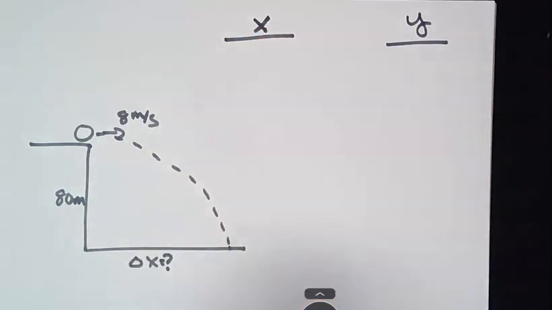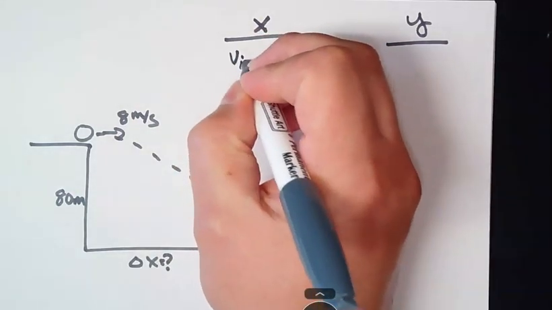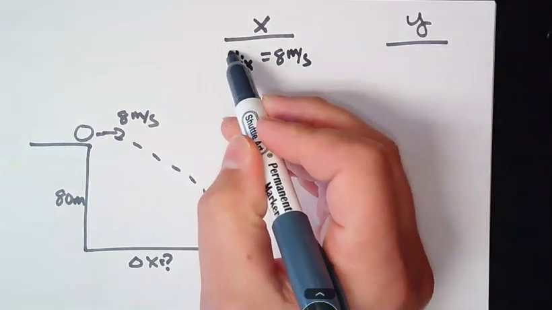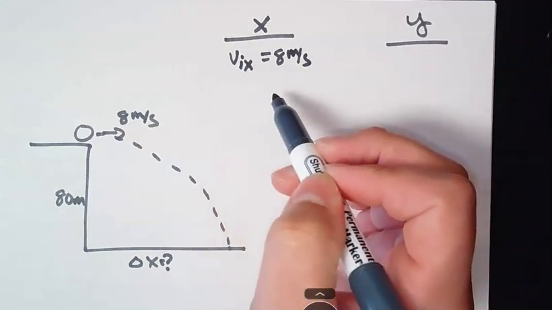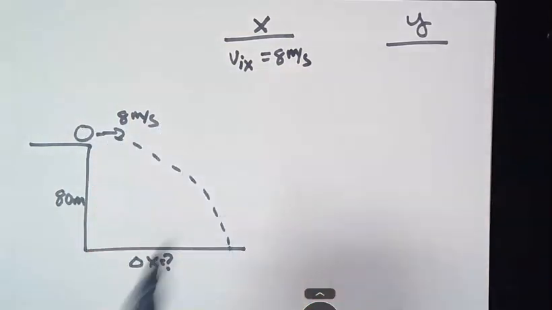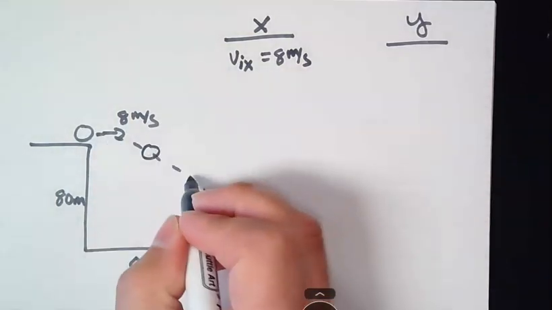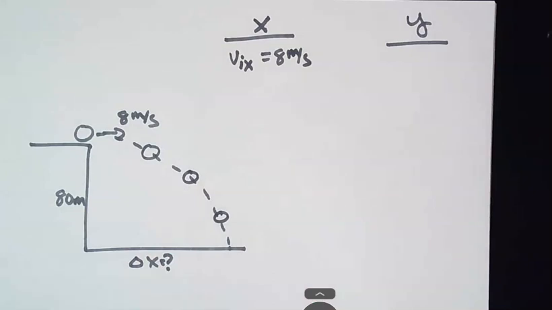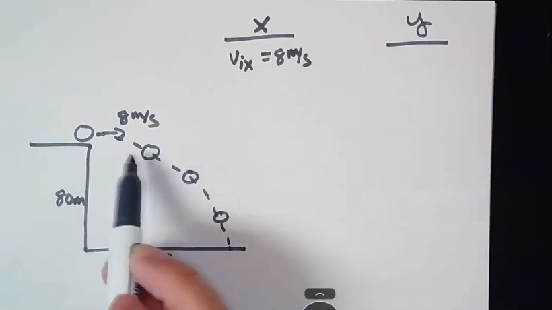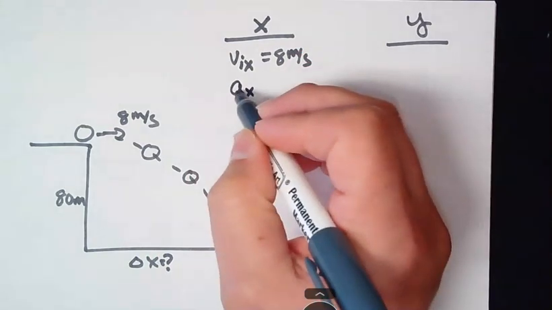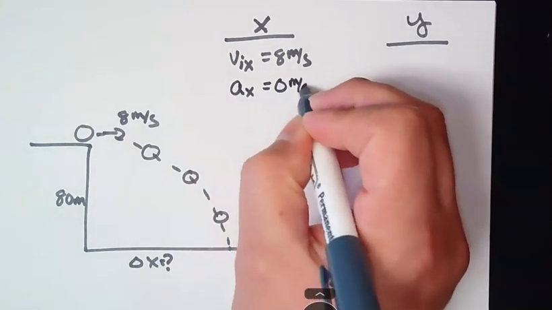So horizontally, we know that this thing, I'm going to call it VIX, is 8 meters per second. What do I mean by VIX? V for velocity, I for initial, and x is going to be the x direction. So I know that this thing is traveling at 8 meters per second. Now, throughout its trip, no matter where it is in its motion, the velocity horizontally stays the same. And the reason why is we're ignoring air resistance and there's nothing else pushing it or pulling it left or right. So the acceleration, the change in velocity in the x direction, is 0 meters per second squared.